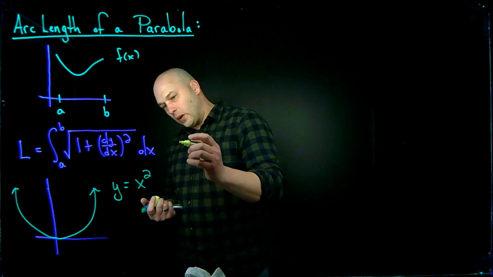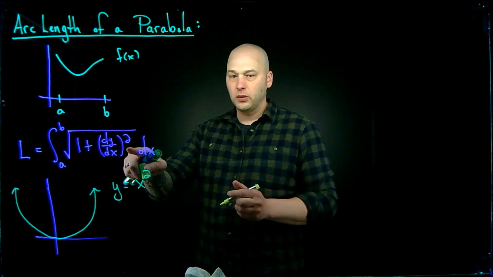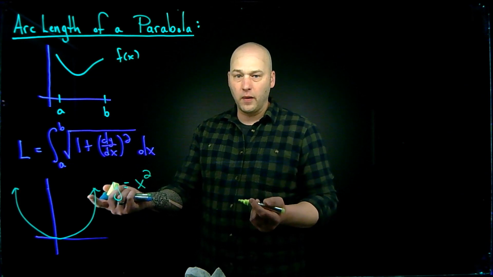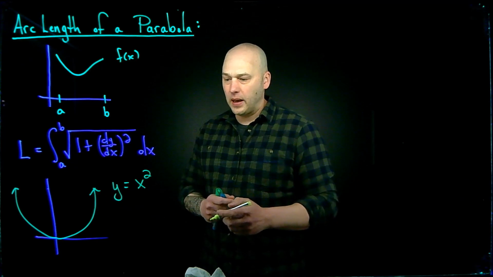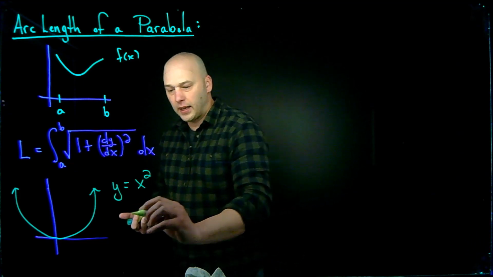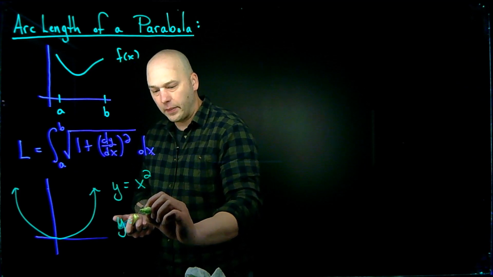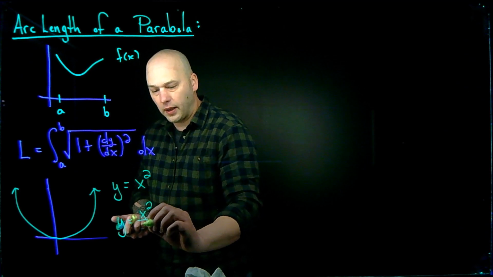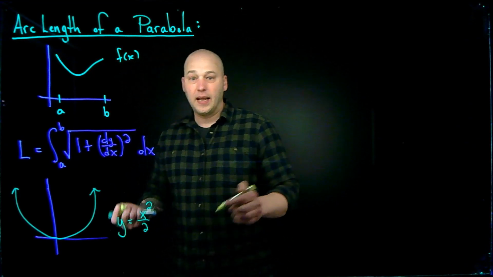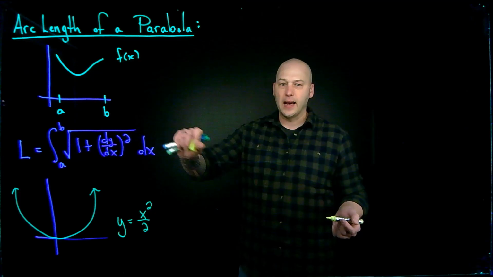Now, remember, when I plug this into the formula, I have to differentiate and then square it. If I differentiate this, I get 2x, and then I square it, I get 4x squared. That doesn't make the computation that much more challenging, but I want to make the computation of the integral as clean as possible. So let's compute the arc length for x squared over 2, because when I differentiate that, I get x, and then the derivative squared would be x squared. So we'll just clean that constant up.